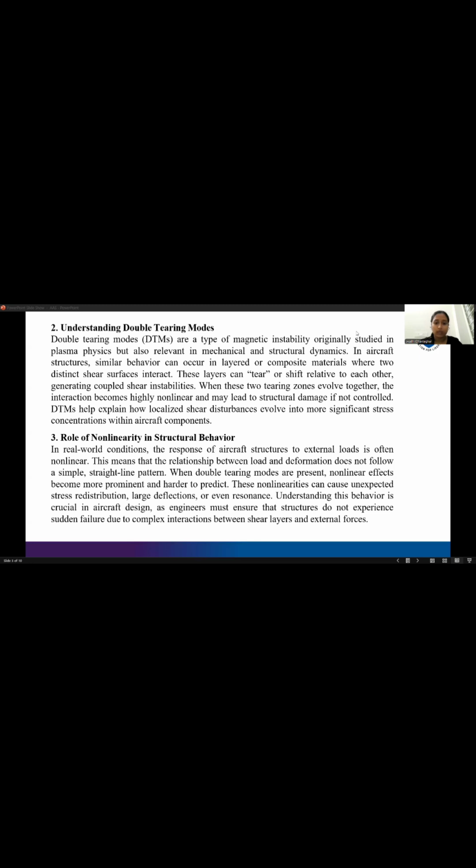When double tearing modes are present, nonlinear effects become more prominent and harder to predict. The nonlinearities can cause unexpected stress redistribution, large deflection, or even resonance. Understanding this behavior is crucial in aircraft design, as engineers must ensure that structures do not experience sudden failure due to complex interaction between shear layers and external forces.